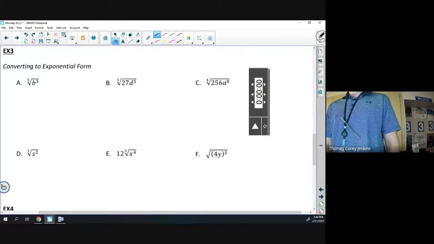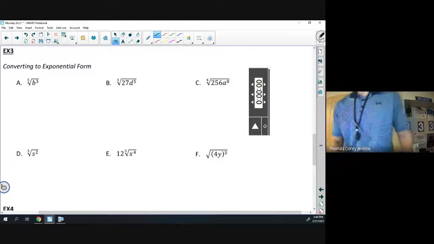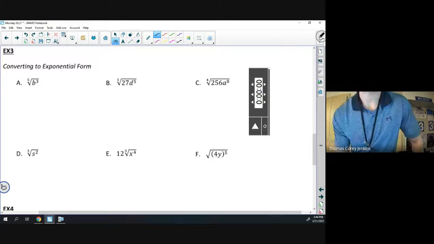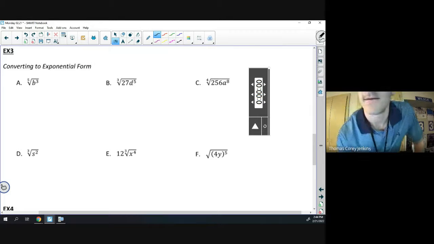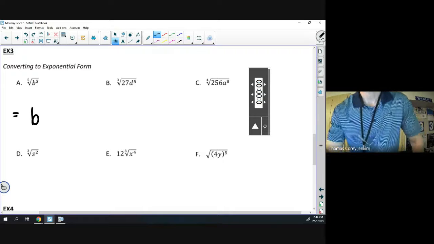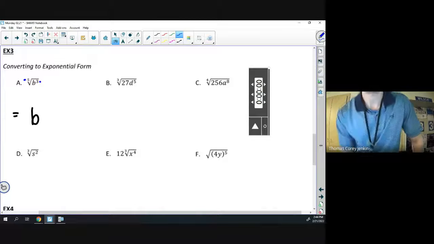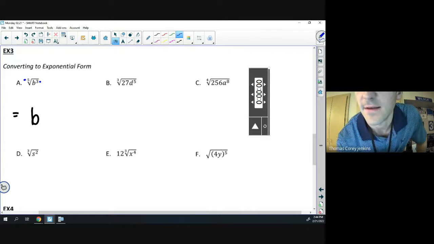All right, so moving on to example 3. Now we're going back the other way. We're going to write each one, we're going to convert from radical form to exponent form. Okay, so this should be pretty easy based on our last example. So looking at A, we want to rewrite that as B to some power. So the 3 is the numerator, the 5 is the denominator. So my exponent is 3 over 5.